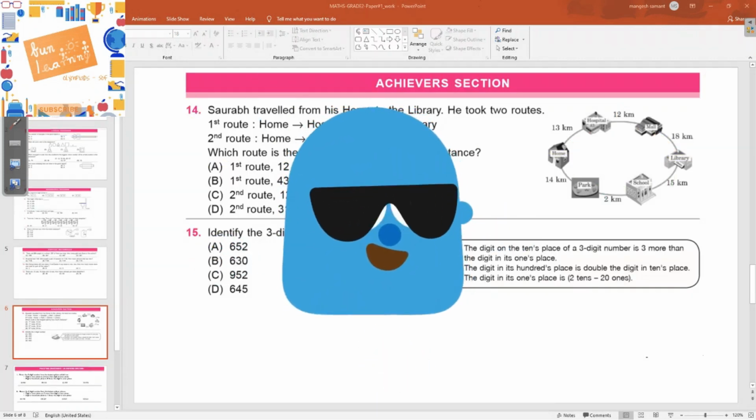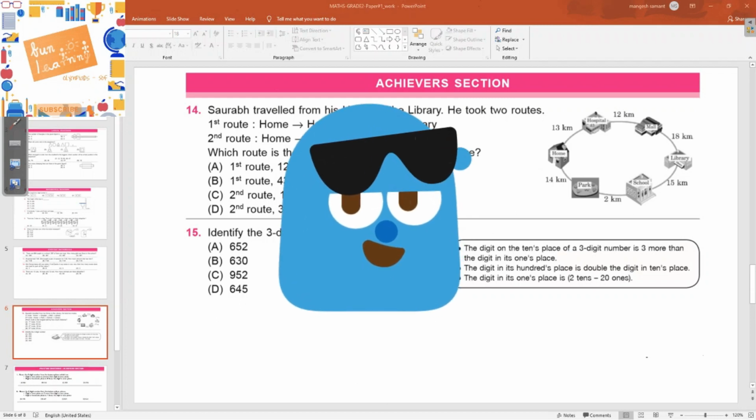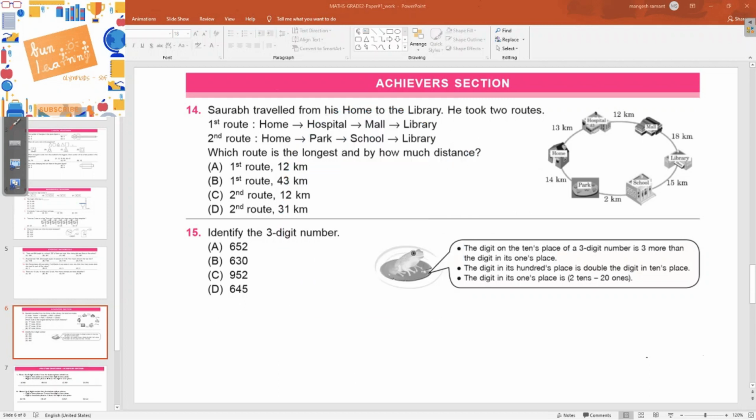Well done kids on all the 3 sections. Now we are going to our Achievers section. Now let's see how the questions in Achievers section treat us. Now let's look at the 14th question. Let's read what it says.